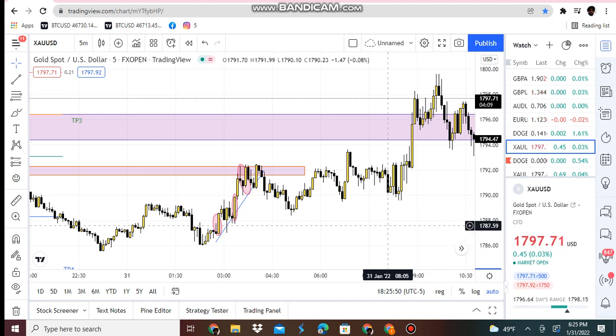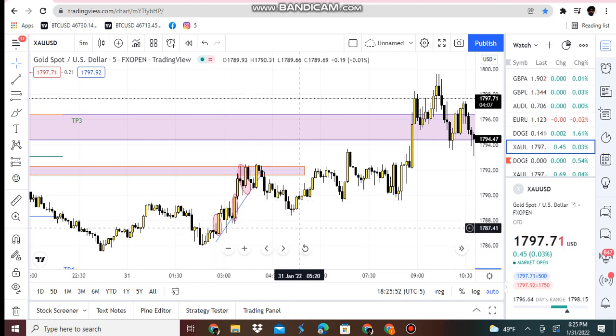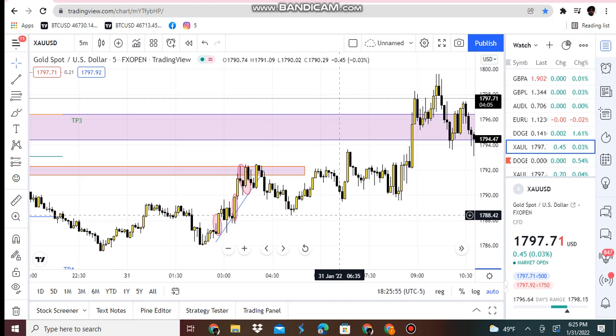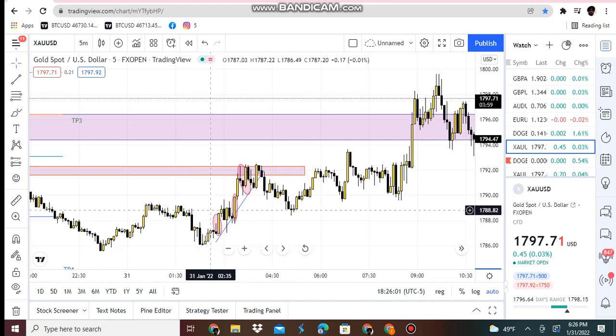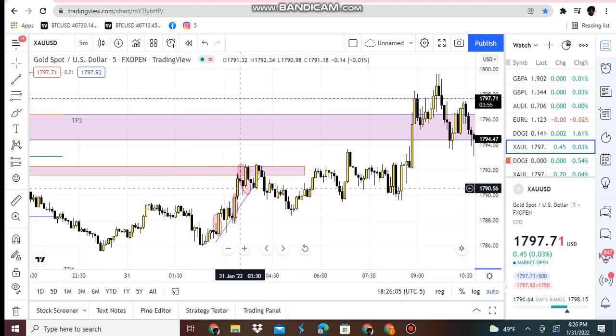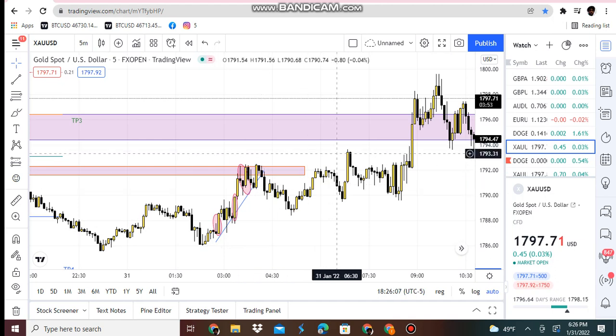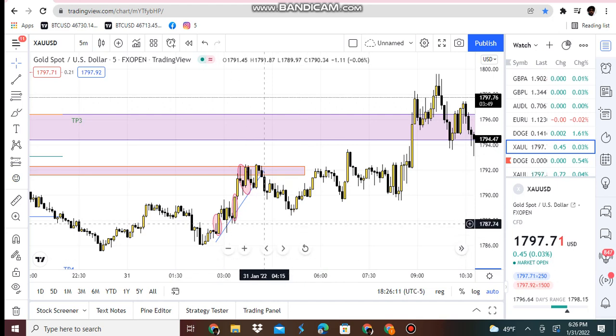So price will go up and then bounce back down, go up, bounce back down, creating market structure: higher highs and higher lows. When price is in an uptrend, it's going to make a higher high and a higher low, and a higher high and a higher low. You have to understand this.